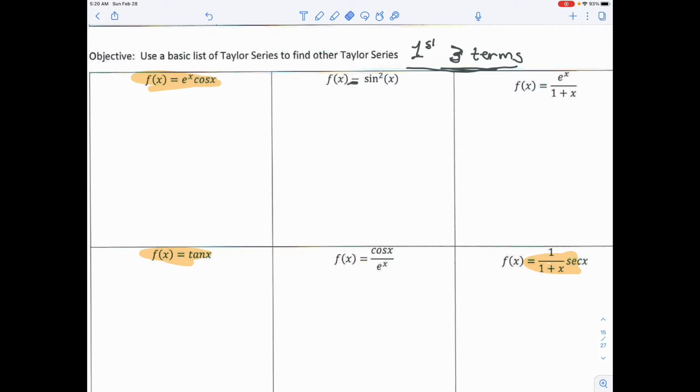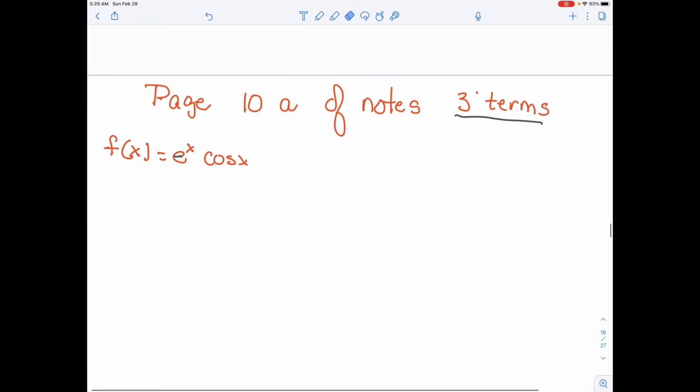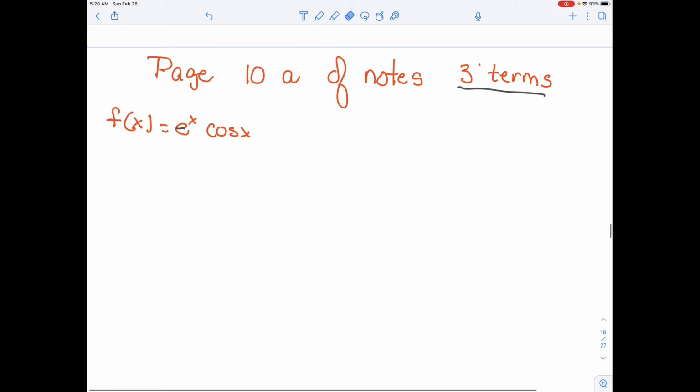This is on page 10A of your notes, but fair warning, you're probably going to want to write it on a separate sheet of paper because it takes a little bit of work to do it and a little bit of space. So I've written them out just because I found when I tried to crush them all together, I was making mistakes. So I'm just going to write out e to the x. So we're going to begin. We're multiplying e to the x times cosine x. So I'm going to start by writing out the terms of e to the x.